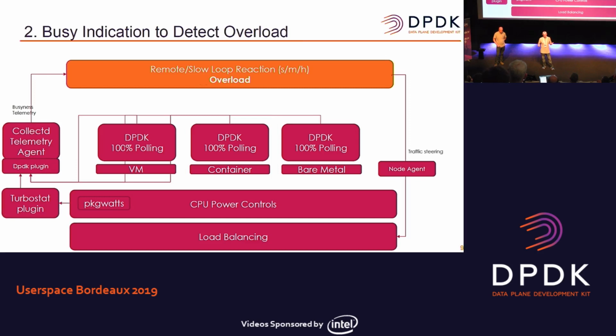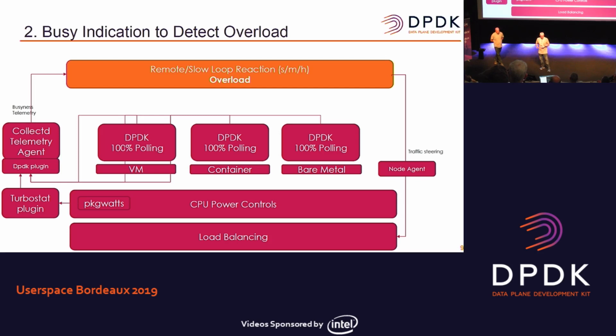Likewise, the other side of the coin is the scale-up side of things, where again we have DPDK 100% polling in each case, and when that hits overload, say above 80%, which would be a typical metric used by a lot of providers, they need to take action. They need to either increase load balancing or kick off turbo or something. So this mechanism gives the ability to do that.